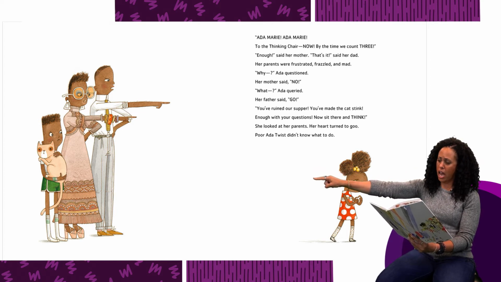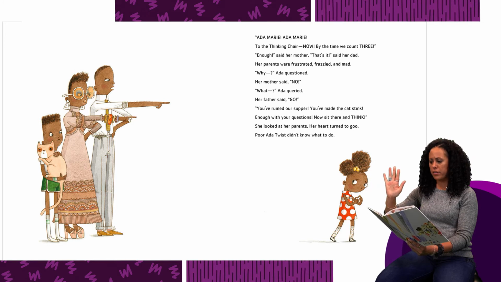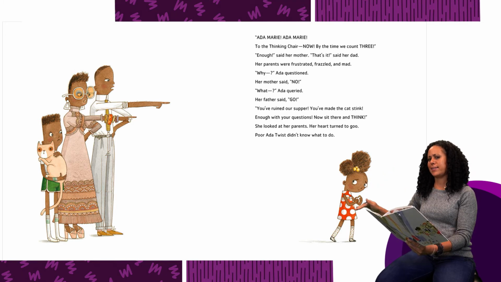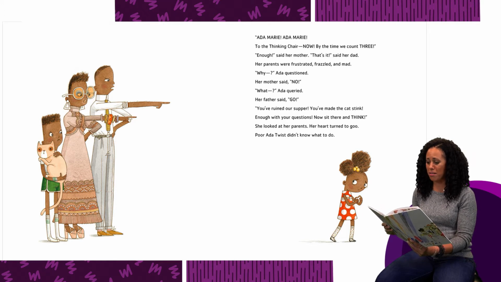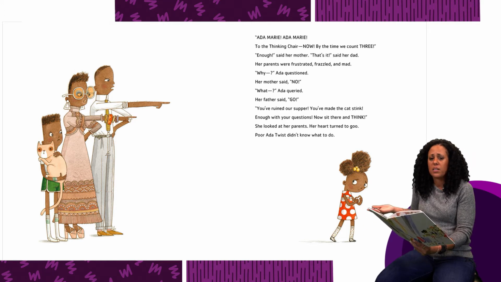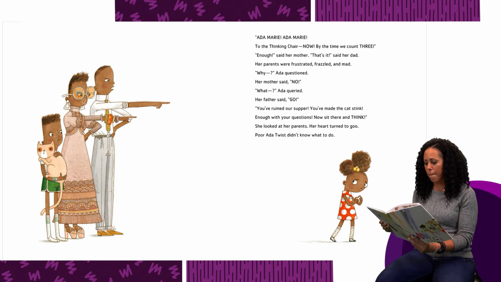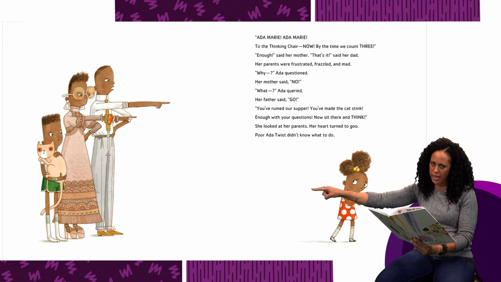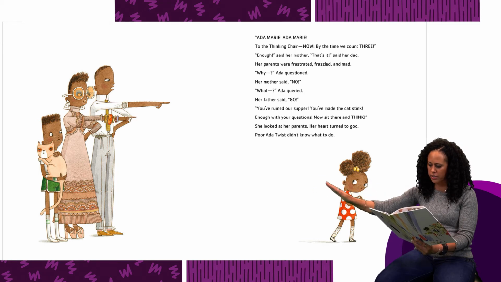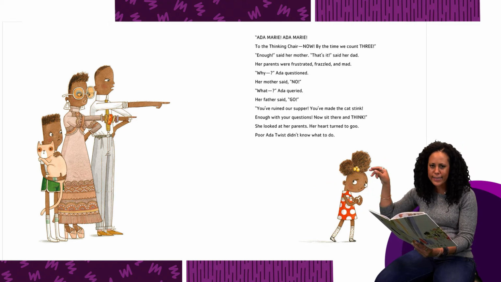"Good job, Ada Marie, to the thinking chair now. By the time we count 3, enough," said her mother. "That's it," said her father. Her parents were frustrated, frazzled, and mad. "Why?" Ada questioned. Her mother said, "No." "What?" Ada queried. Her father said, "Go. You've ruined our supper. You've made the cat stink. Enough with your questions. Now sit there and think."